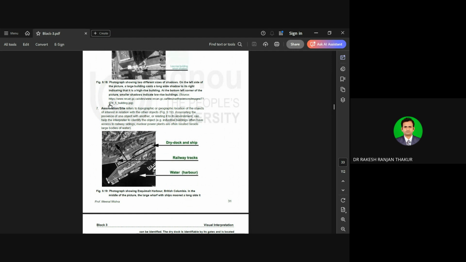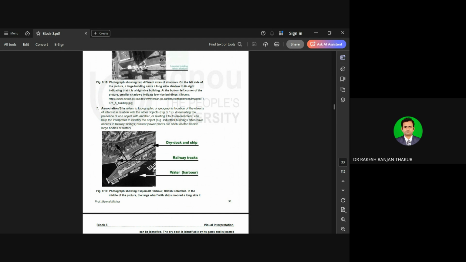And another very beautiful example is the association. Here you can see that we have a water harbor, then a railway track, dry dock and ship. So what association means is a topographic or geographic location of an object of interest where similar kinds of things will be associated in that particular area.